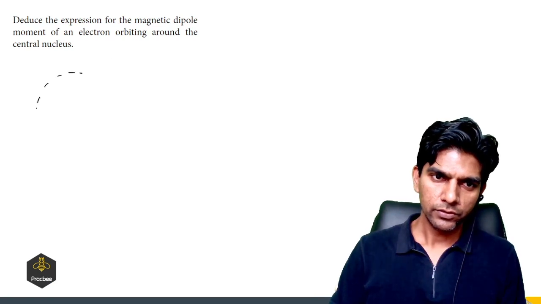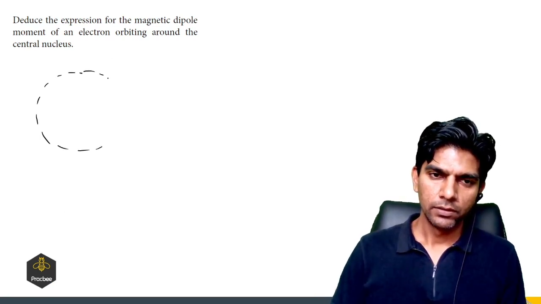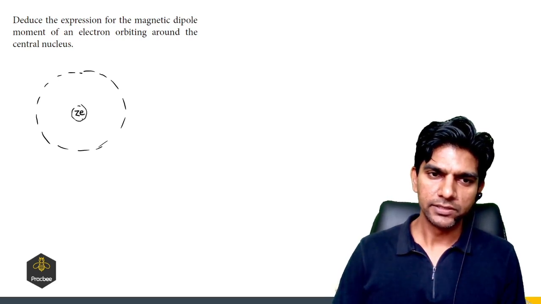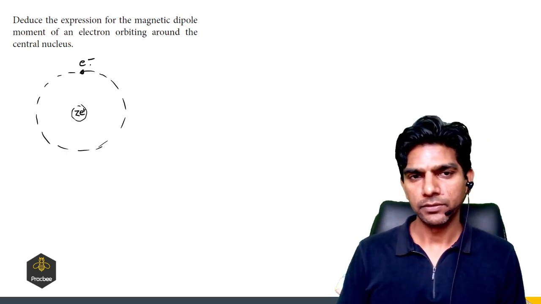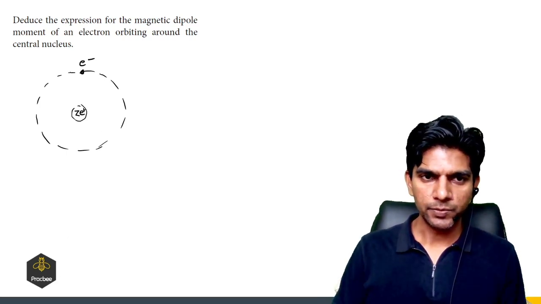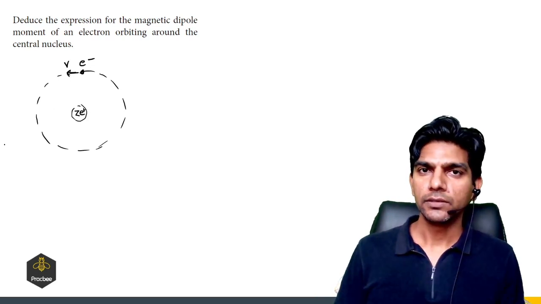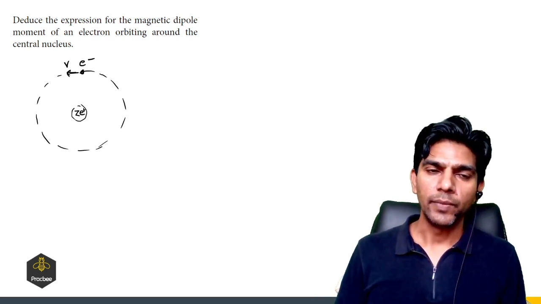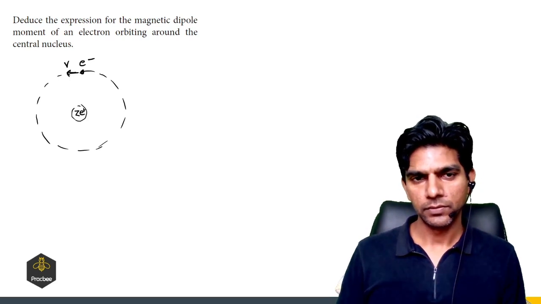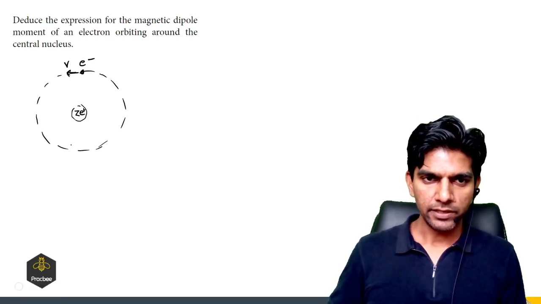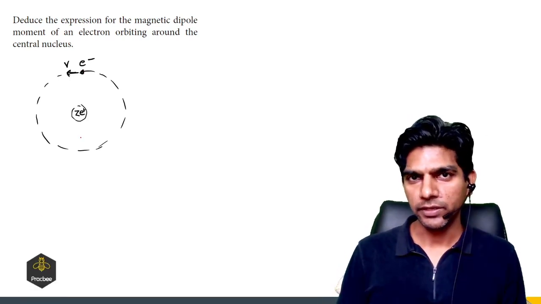So there is an electron and it is orbiting around a nucleus of charge Ze plus. The electron has a charge negative e. Let us say the speed of the electron is v, and we want to find the magnetic dipole moment of this electron. So we know that if there is a charge which is moving, it will constitute a current.